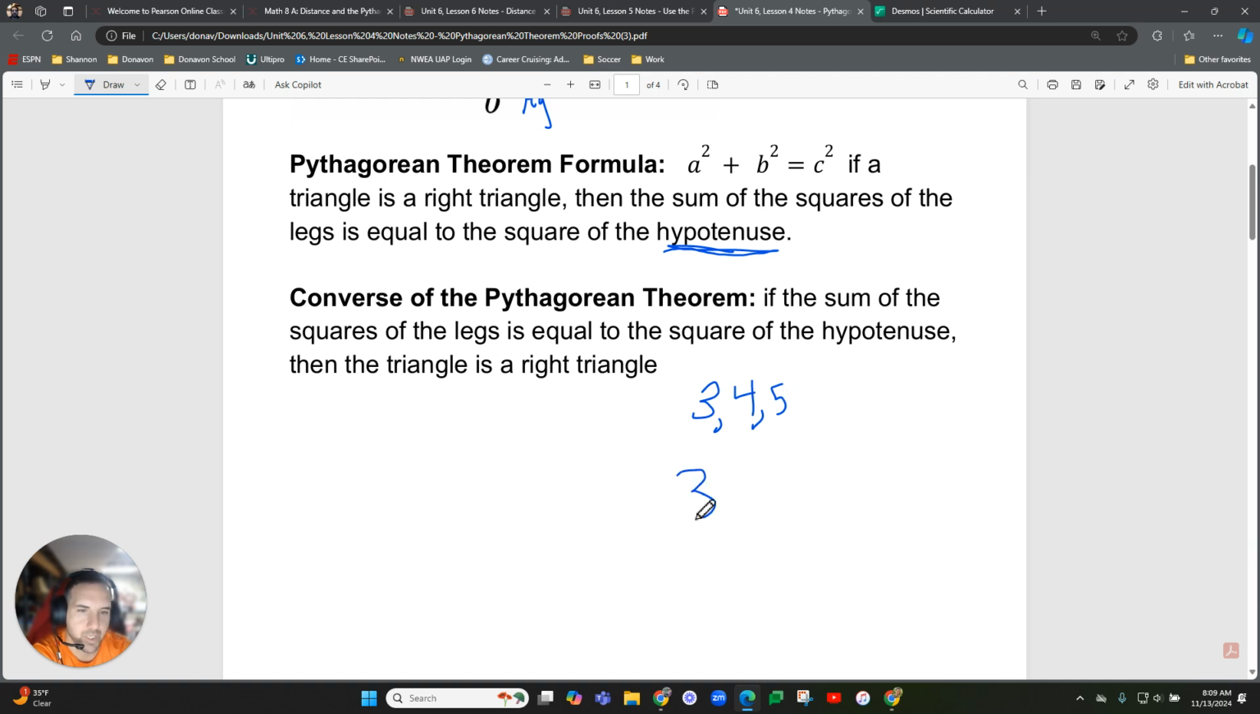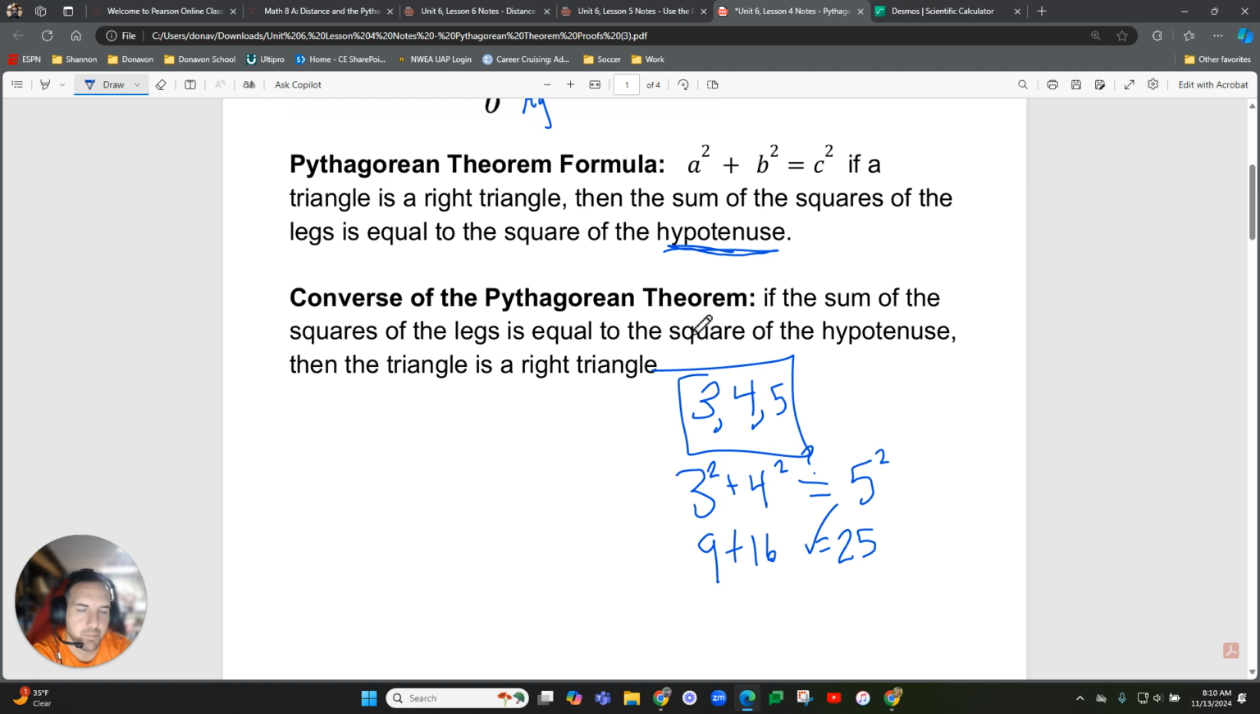So we could just go ahead and do that real quick. So 3 squared plus 4 squared. And we're asking ourselves, does that equal 5 squared? So that's a question mark. We don't know, and we'll go ahead and check. So that's 9 plus 16, and 5 squared is 25. Does 9 plus 16 equal 25? Yes, it does. And so this would make a right triangle.